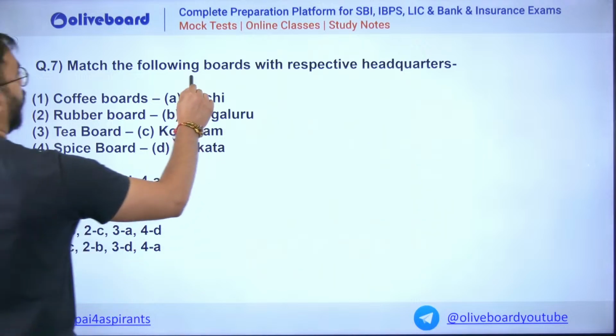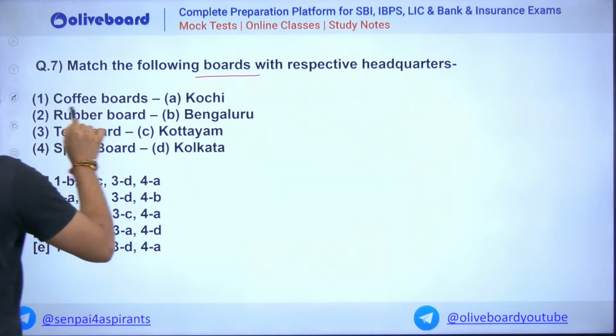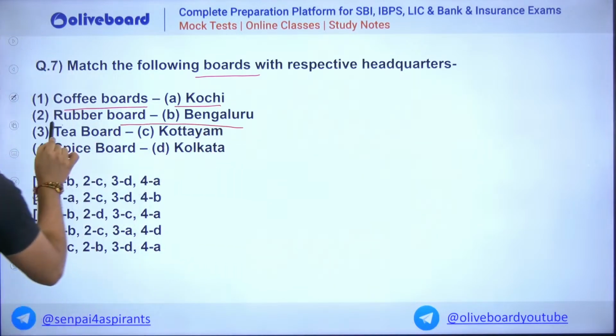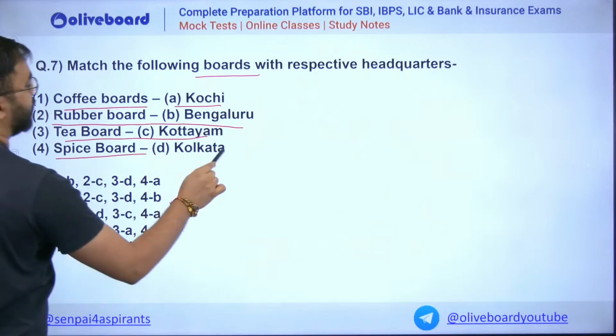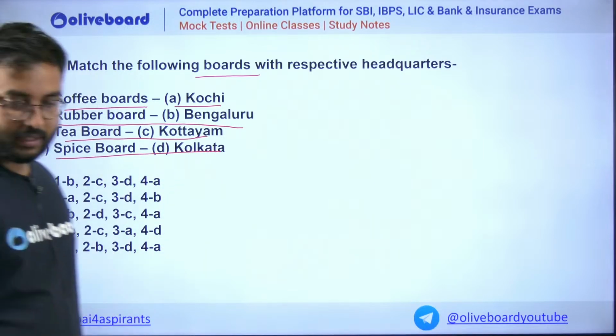Match the following boards with respect to headquarters. Coffee Board Kochi, Rubber Board Bengaluru, Tea Board Kottayam and Spice Board Kolkata? Tell me.